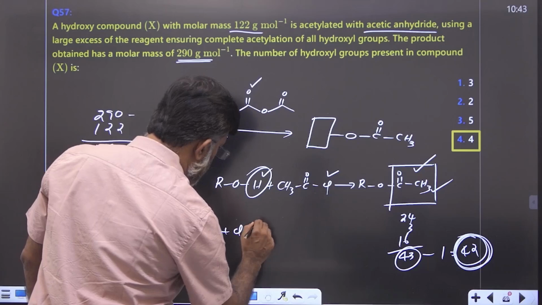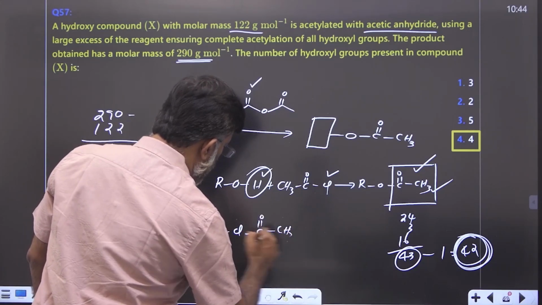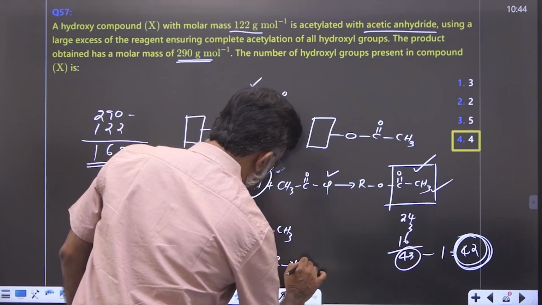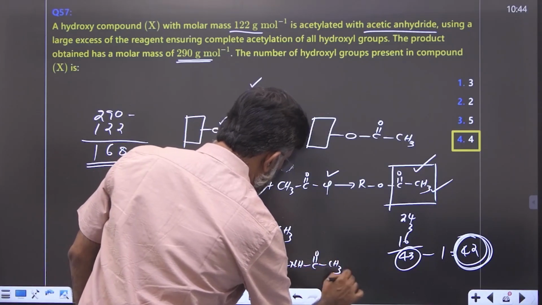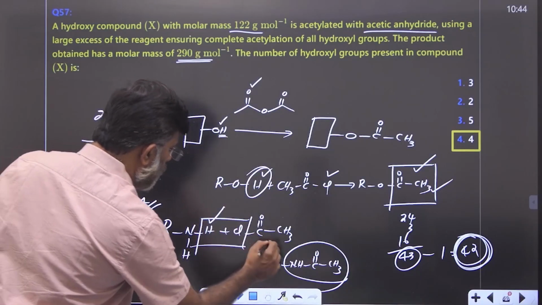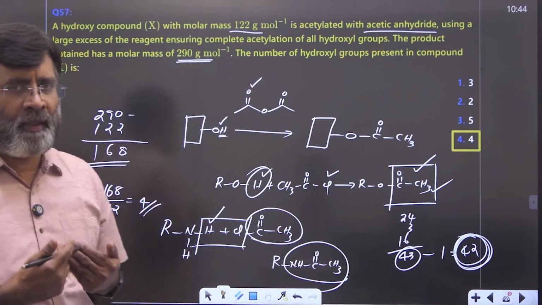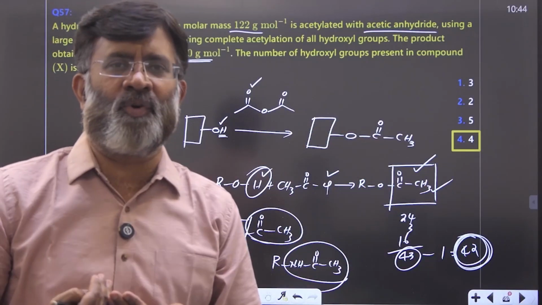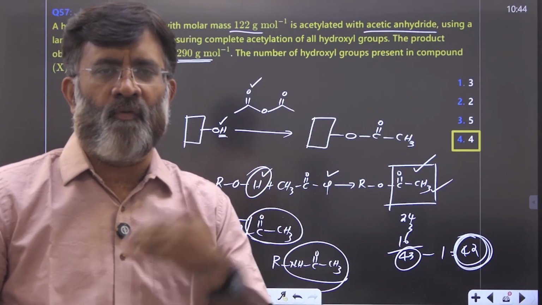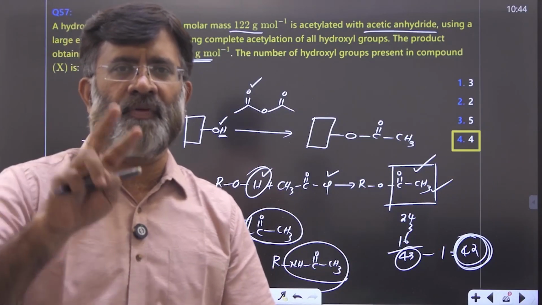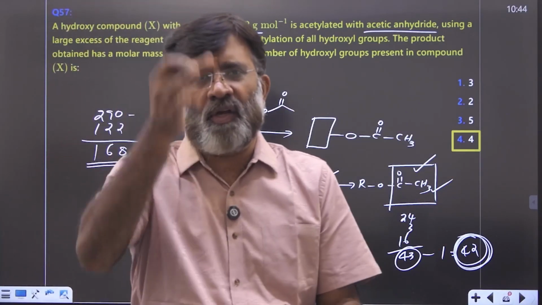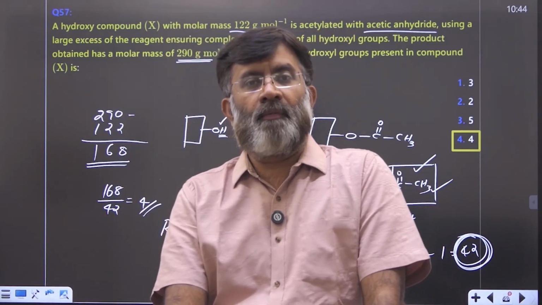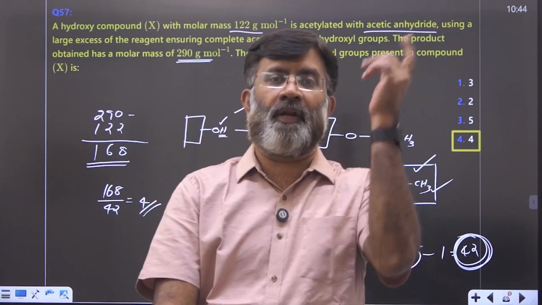NH2 group treated with CH3COCl or acetic anhydride, HCl out, and the result is RNHCOCH3. Same thing is applicable. One hydrogen gone and the CH3CO group in. One hydrogen gone, minus 1. CH3CO group molar mass is 43, 43 in, one gone. That means the difference is 42. So for each acylation, the molar mass of the product increases by 42.